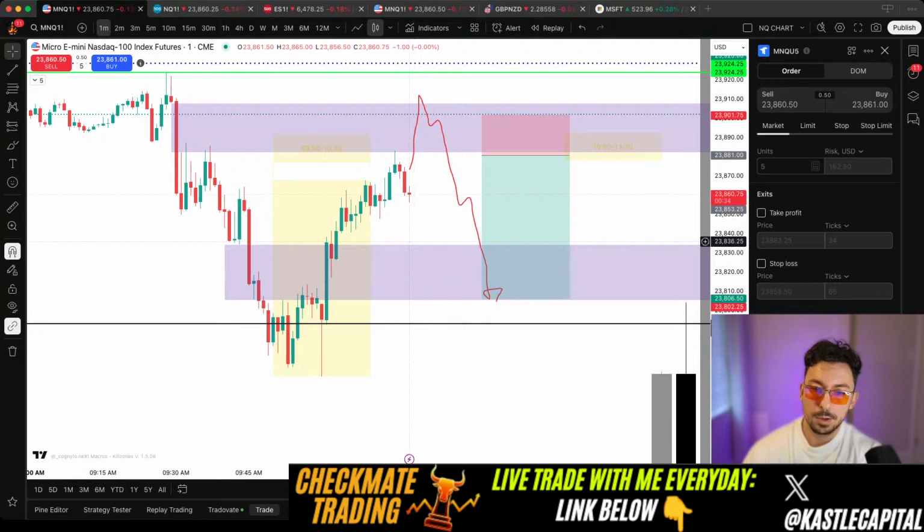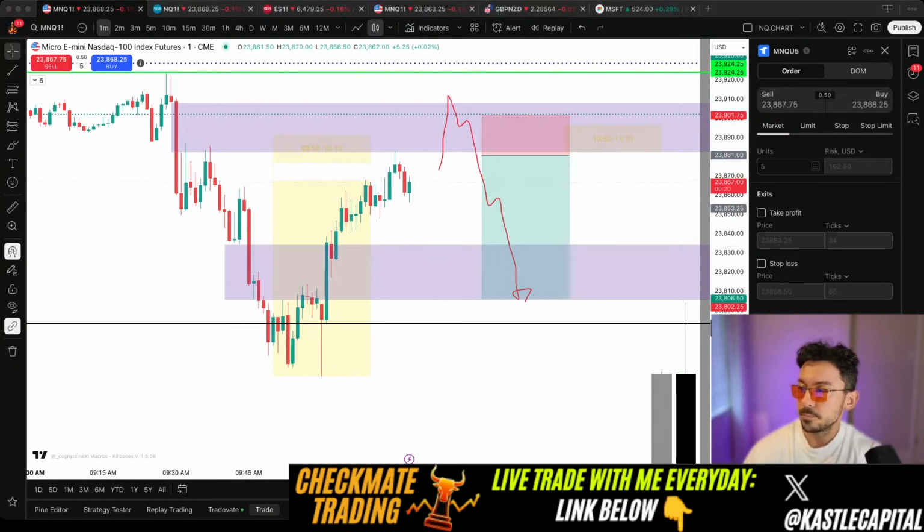So at minimum, I want this 5 minute to hit. So like at minimum, I'd like to see this candle drop to here. And then hopefully go lower. If not, we'll hopefully get a short later.